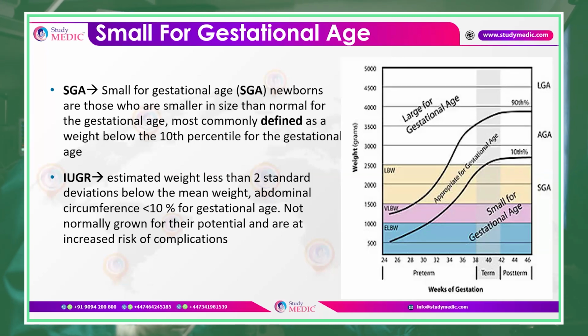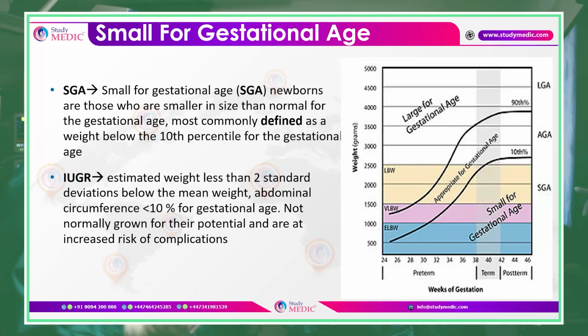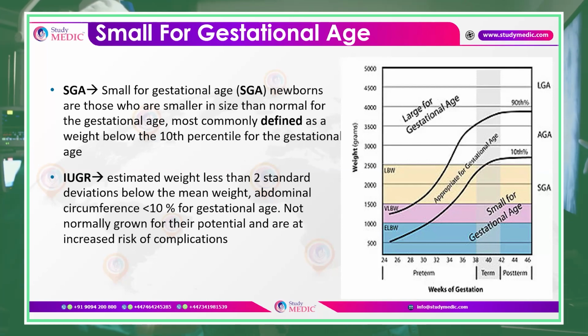Intrauterine growth retardation is basically when the estimated weight is less than 2 standard deviations from the mean weight, and the abdominal circumference is less than the 10th percentile for gestational age. They are not normally grown for their potential. When we talk about small for gestational age, they can be normally grown babies, but from the standard weight, their weight can be less. So we are saying that this can be small for gestational age.